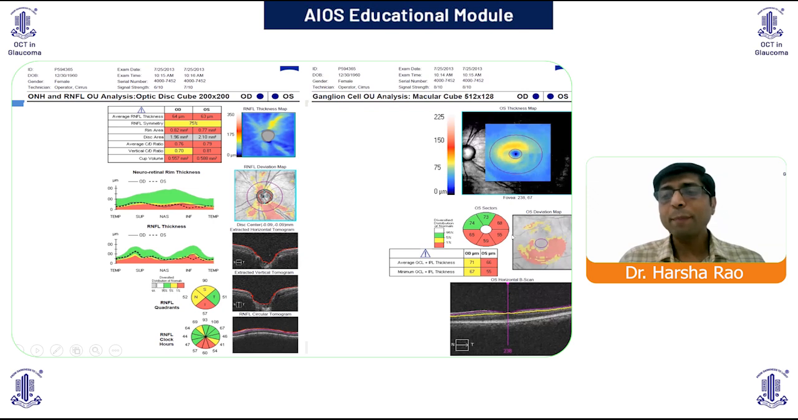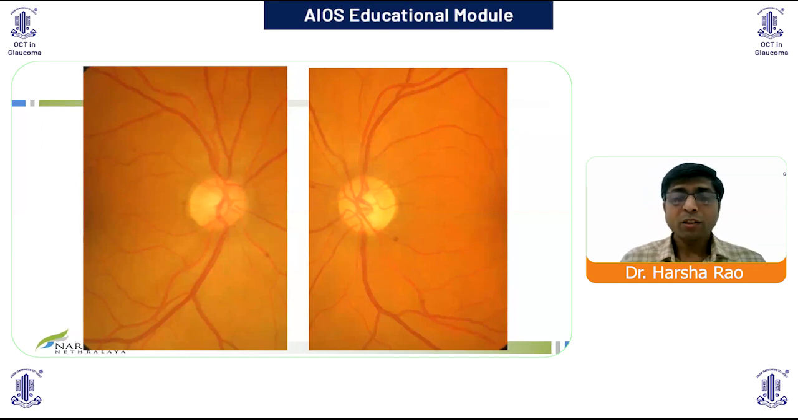On the GCIPL map, once again, we see the thinning of the GCIPL in the inferior region corresponding to the region which is thinned out on the RNFL. Another example of a glaucomatous patient with the inferior rim thinning and a small retinal nerve fiber layer wedge-shaped defect inferiorly in the right eye, and an inferior notch with a broad wedge-shaped RNFL defect inferiorly in the left eye.